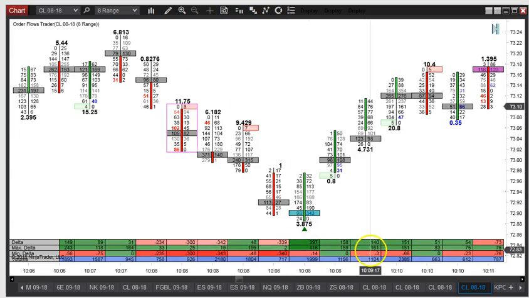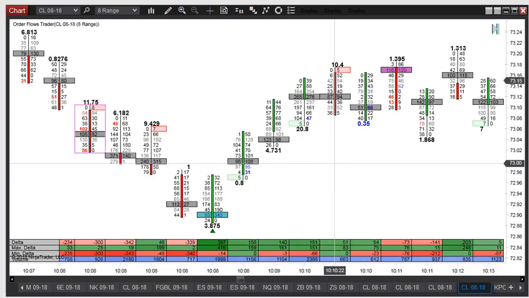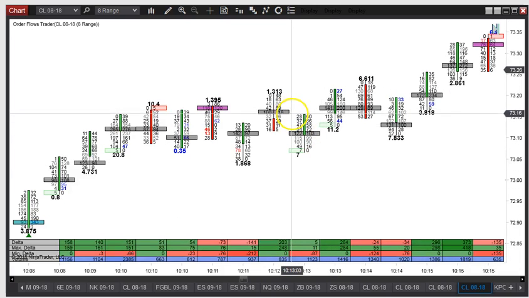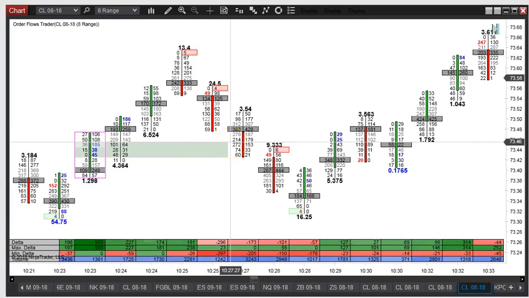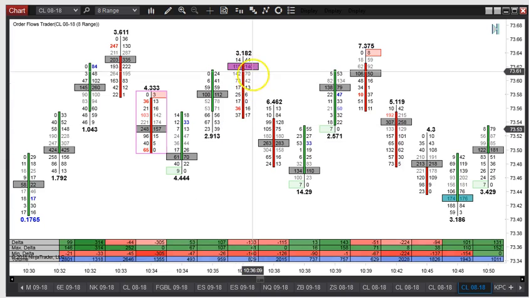But then later, down here, 10:08, prominent point of control and divergence. And you rally 72, 73 bucks, up to an area where you got some prominent point of control up here, 73.15. Prominent point of control just sort of goes sideways. Again, another prominent point of control.